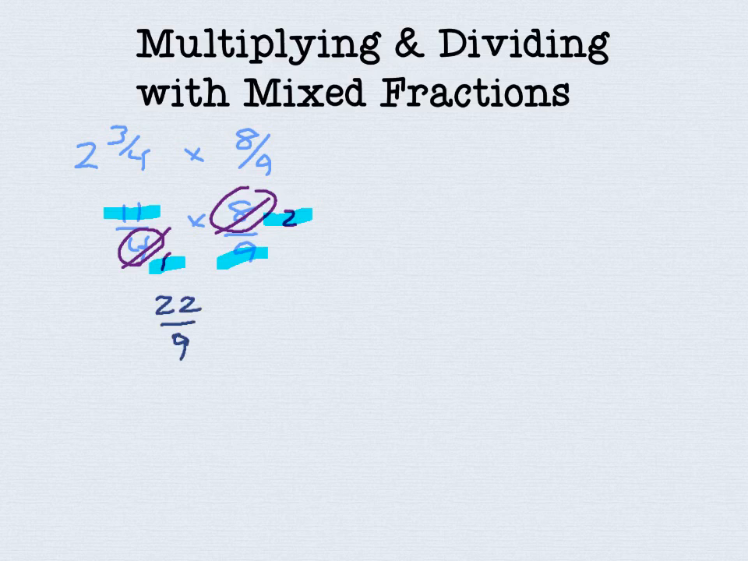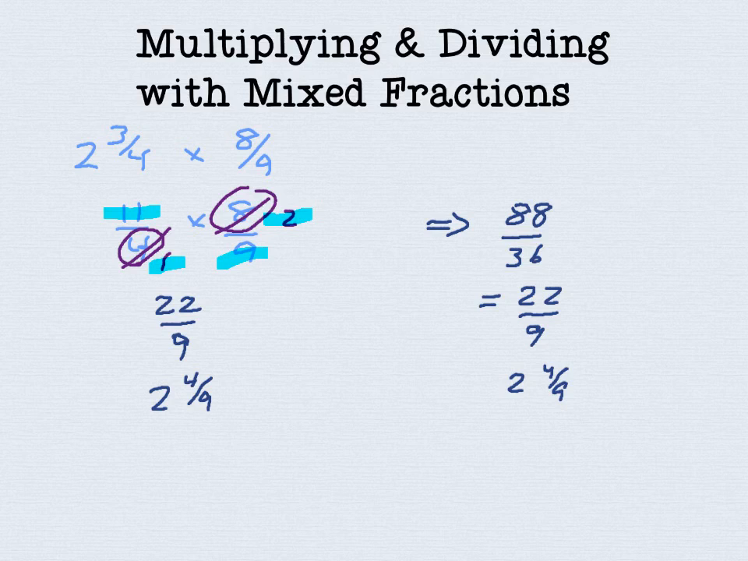which gets converted back into a mixed number. 9 goes into 20, so 2, 18, 4/9. Of course, you could have also multiplied straight through on the top, and you would have got 88 over 36, which would have reduced down both by 4, 22 over 9, which is 2 4/9. So you must always change mixed numbers, whether they're multiplying or dividing, into improper fractions.